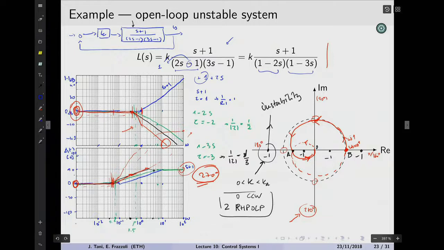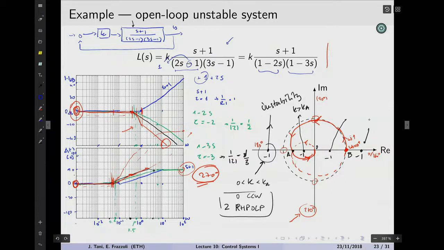If you choose K that is any positive number from 0 to some number Ka, which is TBD, then your system is unstable. What if instead you have K that is bigger than Ka? You can do all the different cases. This is K bigger than Ka.